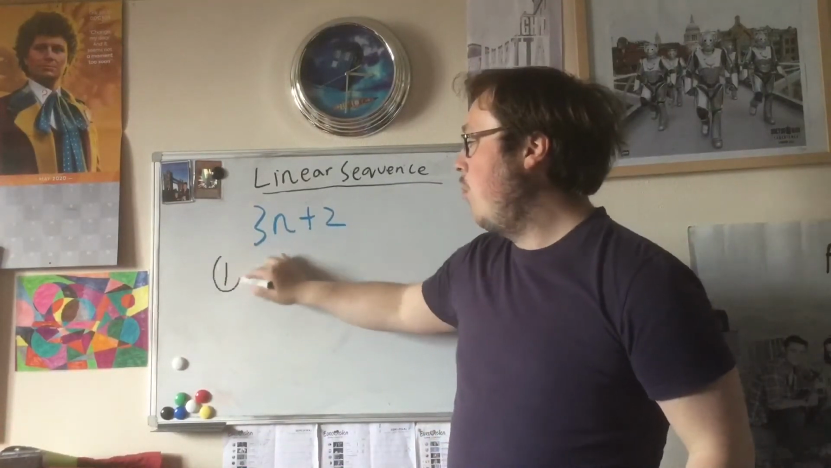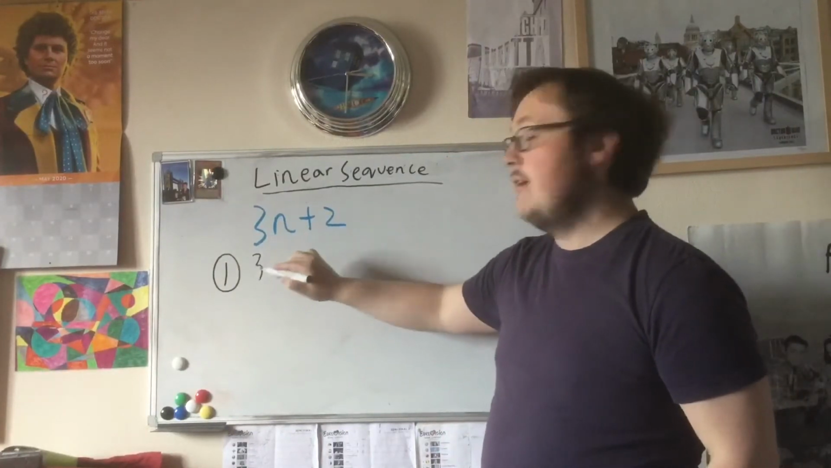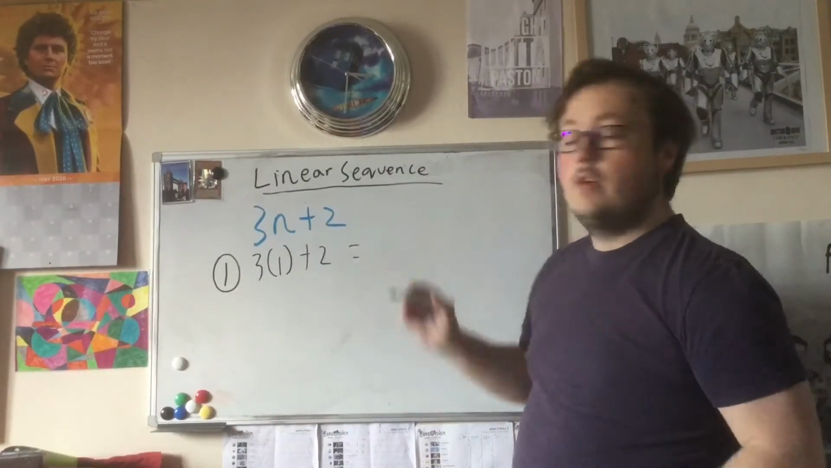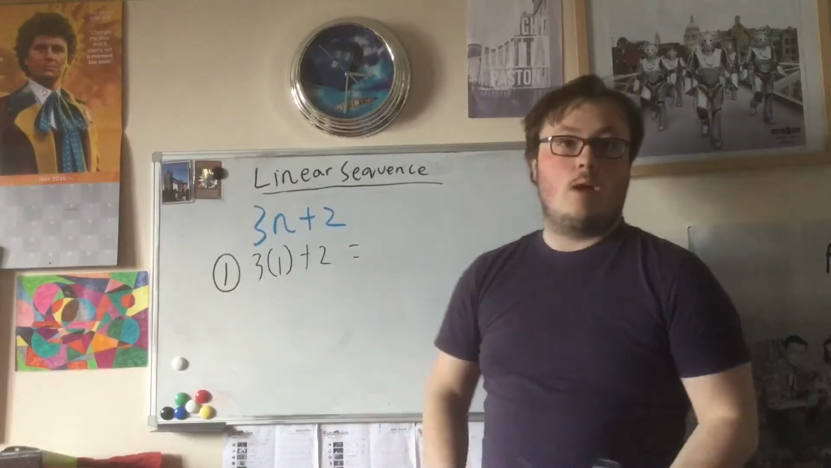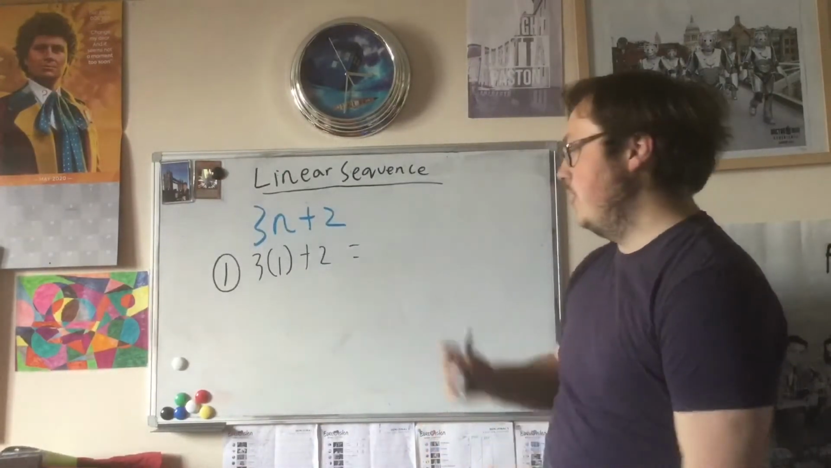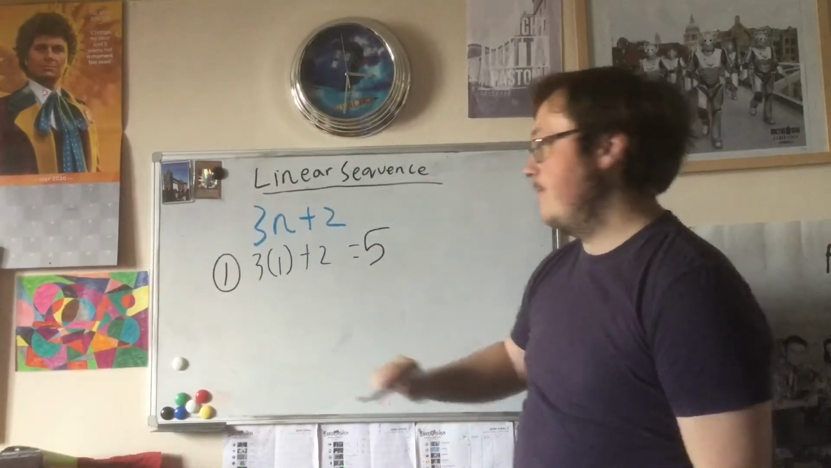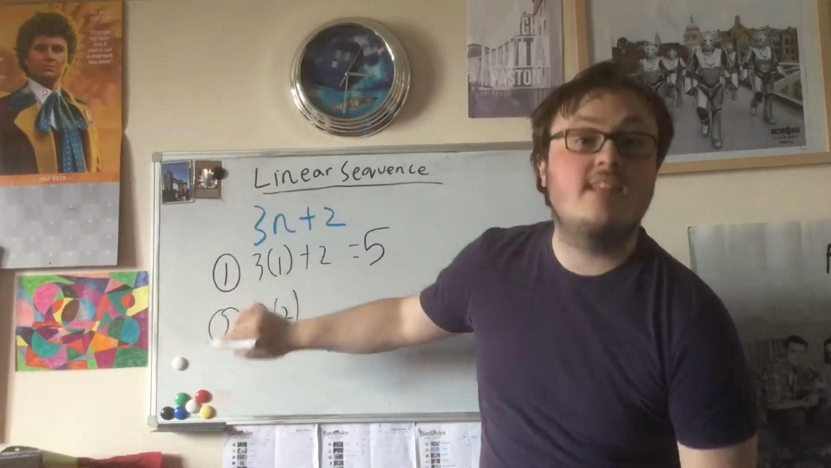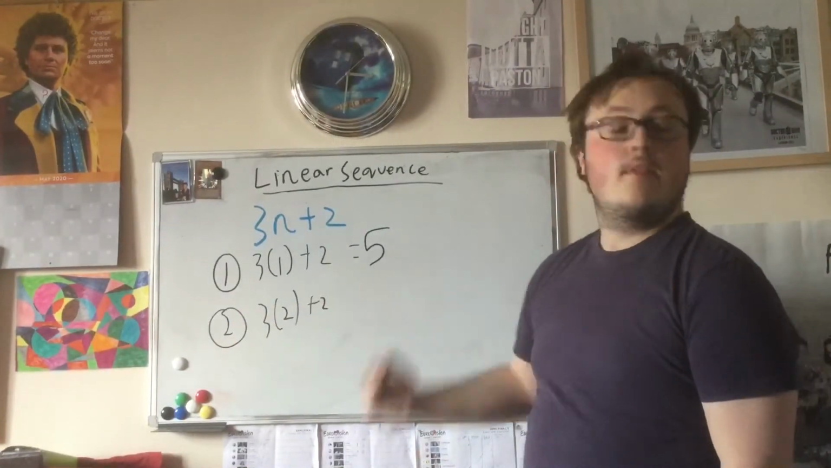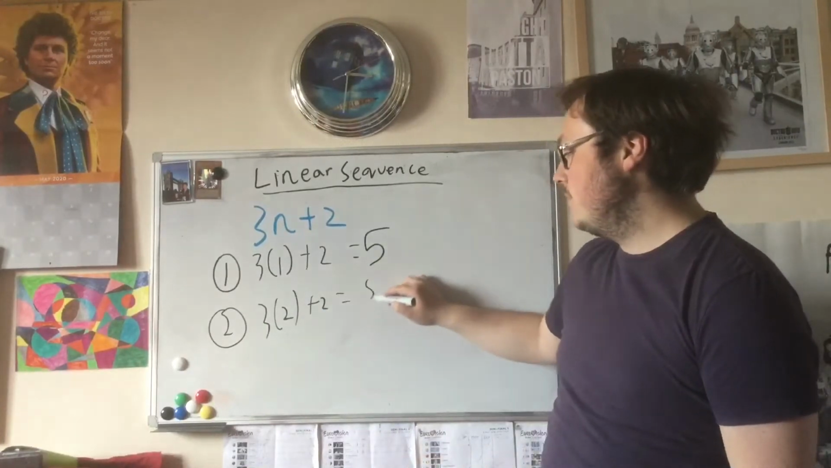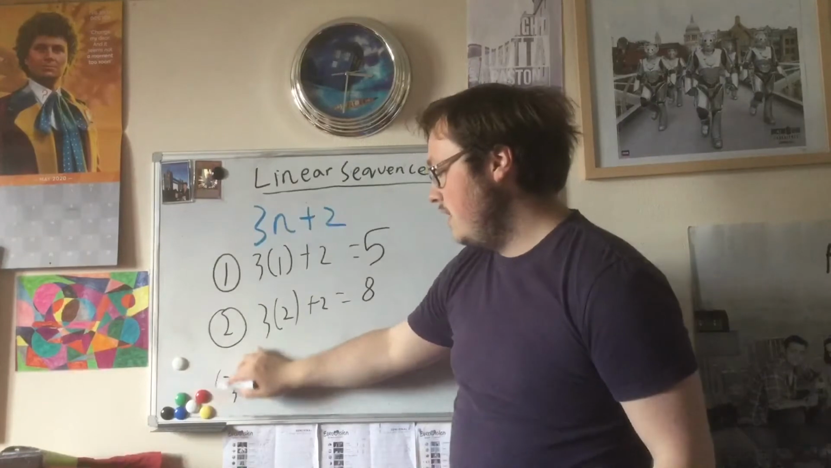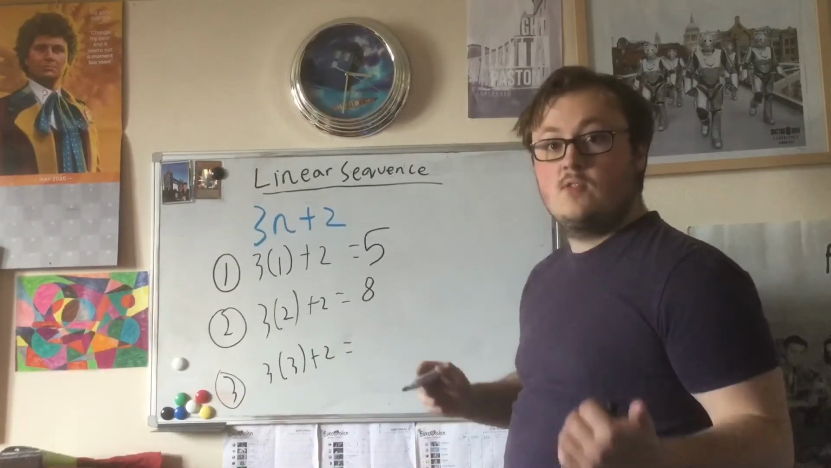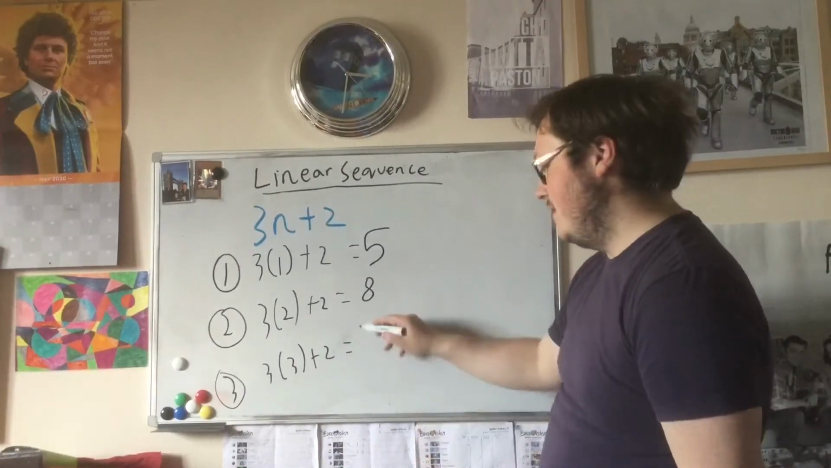So for term number 1, we put 3 and we replace that n with the number 1 and we add 2 to the result. So what's 3 times 1? 3. Add 2 gets us 5. Term number 2. We replace that n with a 2 because it's the second term, plus 2. 3 times 2 is 6. Add 2 gets us 8. Third term. 3 times 3. Add 2. 3 times 3 is 9. Add 2 gets us 11.